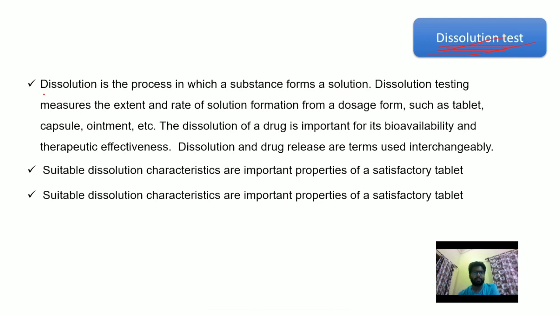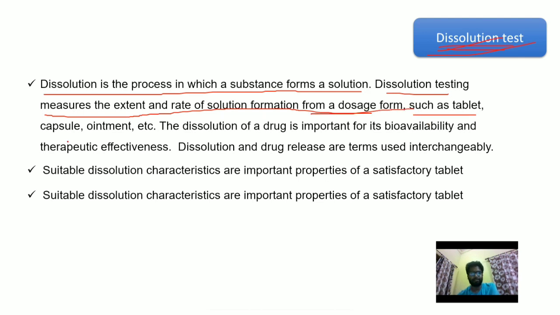Dissolution is the process in which a substance forms a solution. Dissolution testing measures the extent and rate of solution formation from a dosage form, such as a tablet, capsule, ointment, etc. Suitable dissolution characteristics are important properties for a satisfactory tablet.